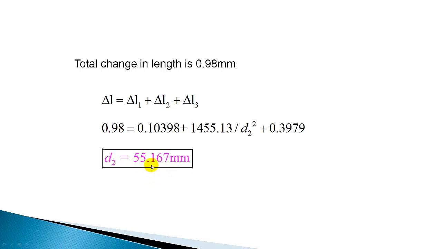Usually you will not get a customized diameter like this, so you need to go for a standard size which is available, but you need to select the higher dimension. So if you select a diameter of 60 mm for the aluminum portion, then definitely the elongation will be less than 0.98 mm, and we want to limit it to 0.98 mm. So if it is anything less than 0.98, it will be okay. For the sake of the theoretical calculation, D2 is 55.167 mm, and that is our solution. So the minimum diameter required is 55.167 mm.